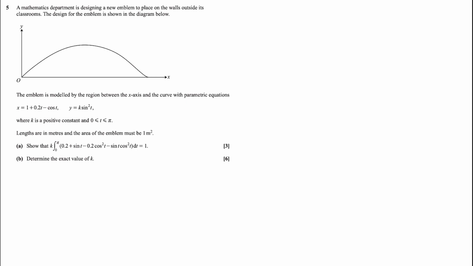If k times the integral equals 1, this must imply that k is 1 over the integral from 0 to pi of the integrand dt. Because we know they multiply to give 1, to get k on its own we have to divide. That means we're going to need to work out this integral. Looking along my integral, I know how to integrate 0.2. I know how to integrate sine. The other two are a bit trickier. Let's start with this one: sine t cos squared t.